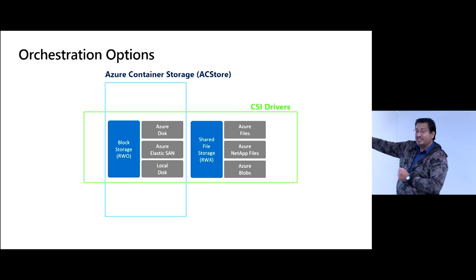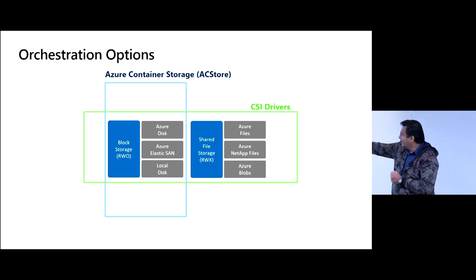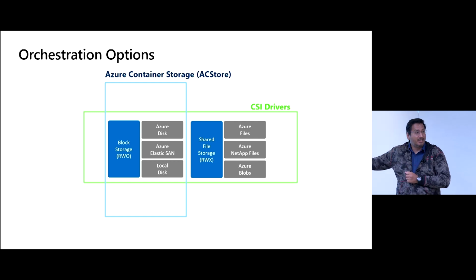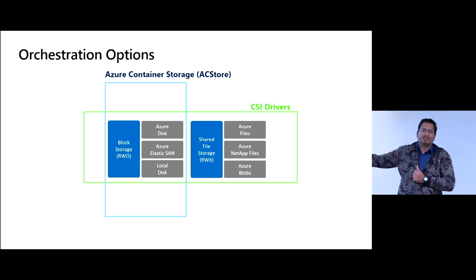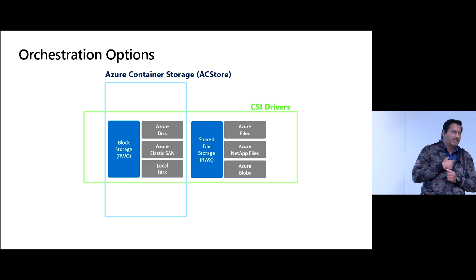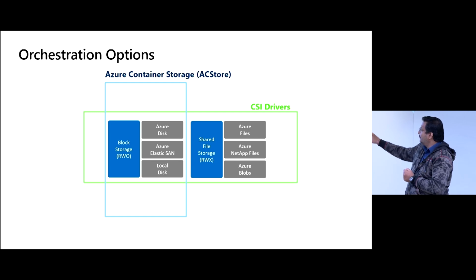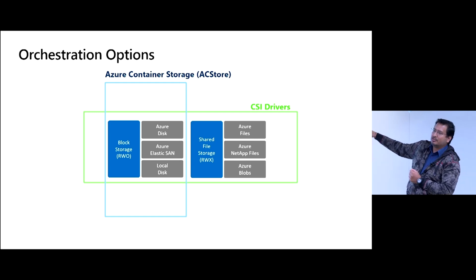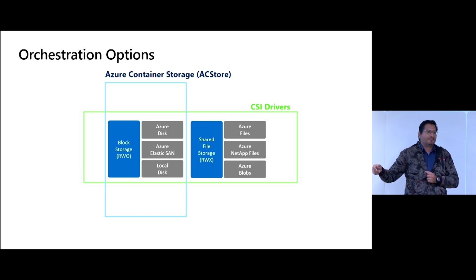We've got Azure CSI drivers for disk, Azure Files, Blob, and ephemeral disks. The Elastic SAN is a bit of an exception here because it relies on the Kubernetes iSCSI driver. Okay, it's not our driver yet, so we rely on the open source publicly contributed driver. For NetApp, we have the Astra Trident driver from NetApp that you can use.